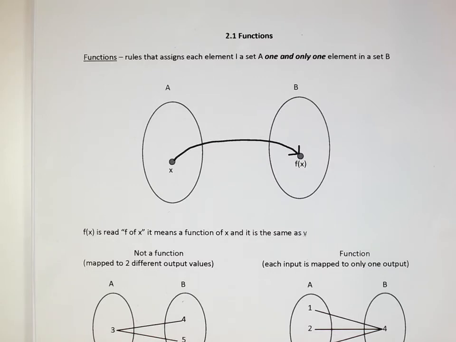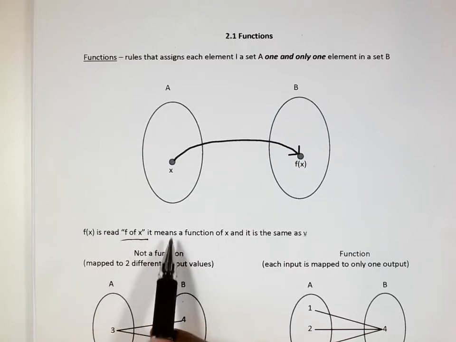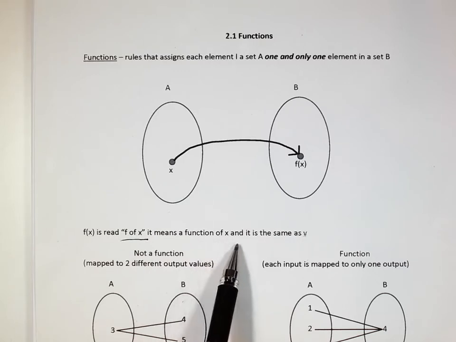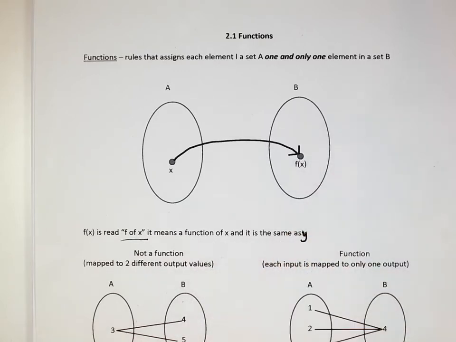We're also going to talk about function notation, which we'll use for the rest of the course. And f of x, so this f and then the x in parentheses, read f of x, means a function of x, and it's the same thing as y. So we're not going to use the y notation all the time. Sometimes we will, but function notation is a lot more powerful, and I'll show you why in a minute.